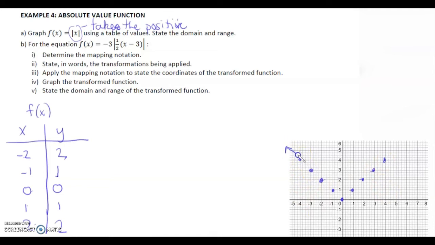So this is very similar to y equals x. In fact, this side is y equals x, but instead of going down here, what the absolute value function does is it reflects anything in the lower quadrant up so that it becomes positive.